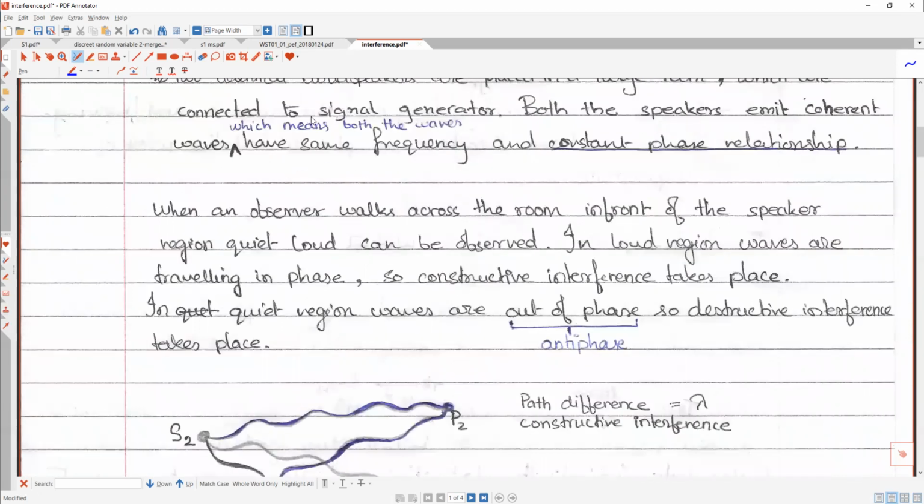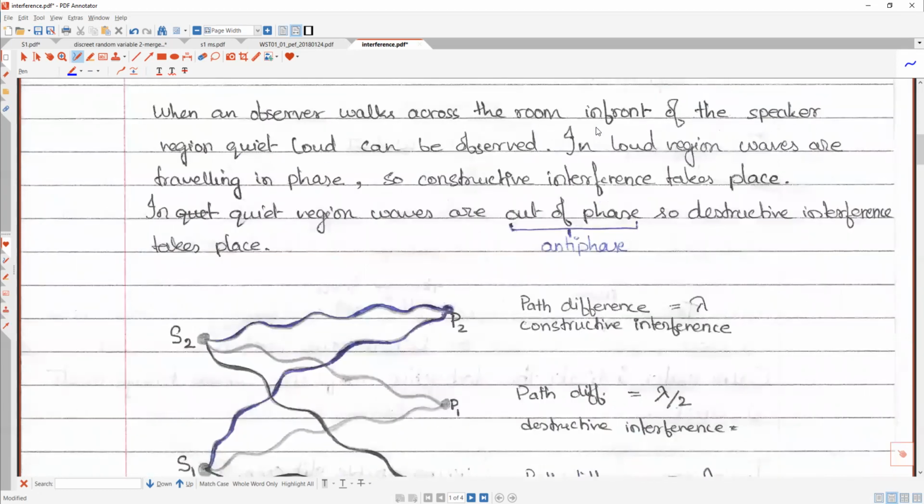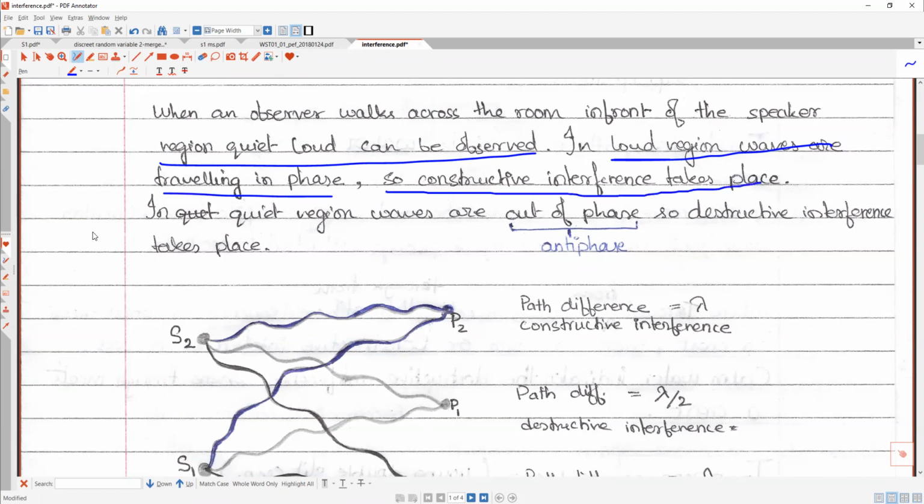Now, when an observer walks across the room in front of the speaker, regions of quiet and loud can be observed. In the loud region, waves are traveling in phase. Phase means 360 degrees or 0 degrees. So constructive interference takes place.